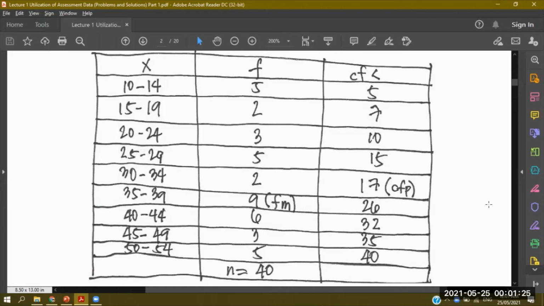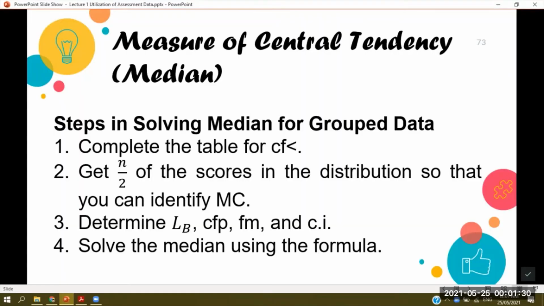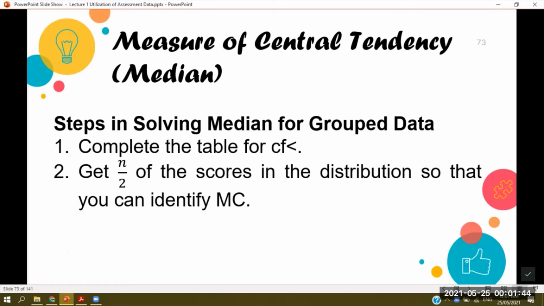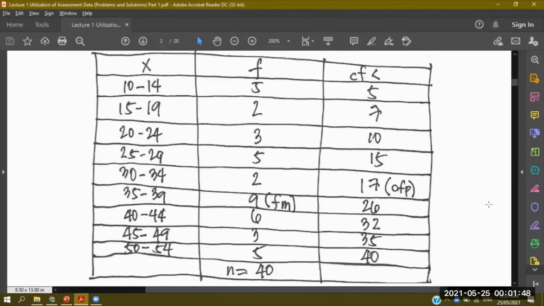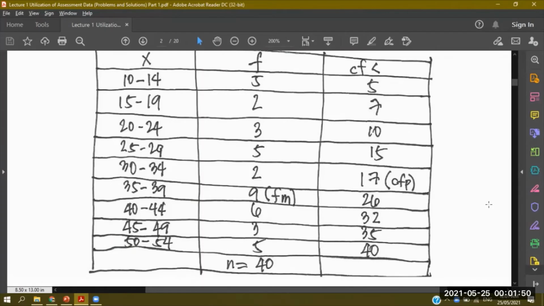Now, our first step, according to our steps, we have to complete the table for CF. So we completed the table. Right after that, we have to get n over 2 of the scores in the distribution so that we can identify MC. Okay, so we have to get n over 2. So how to do it? Of course, we have to solve n over 2.